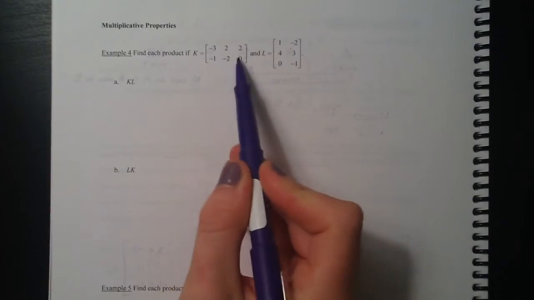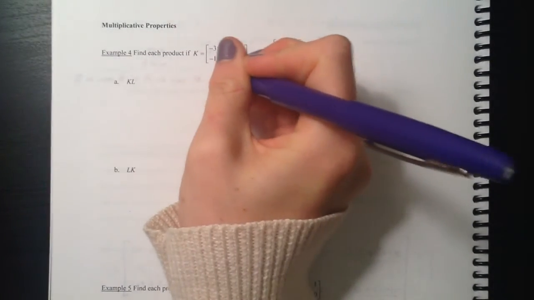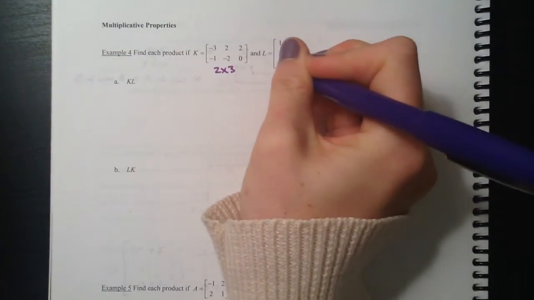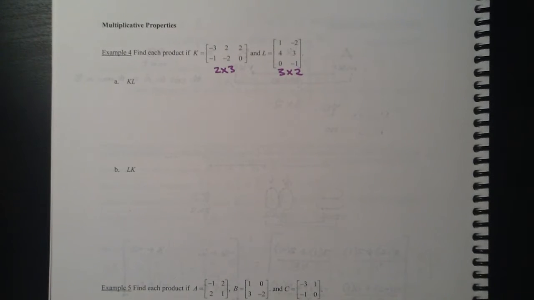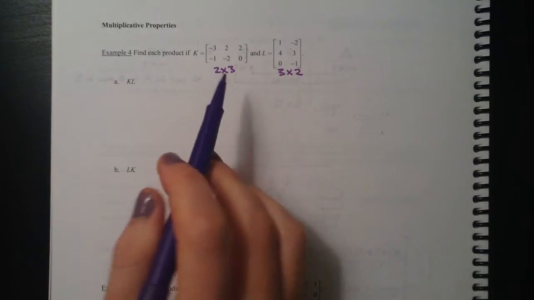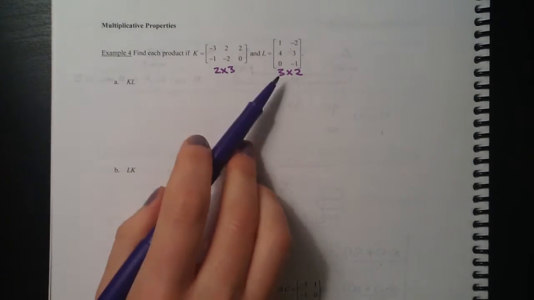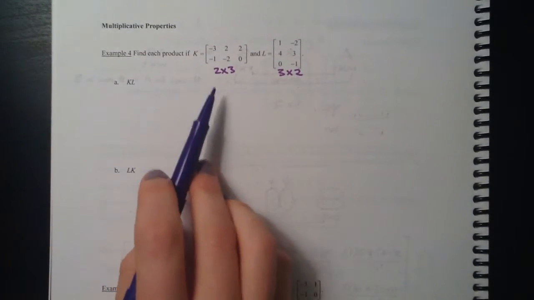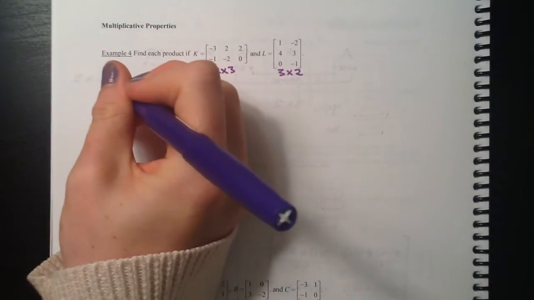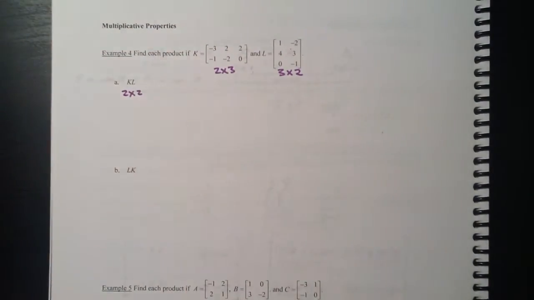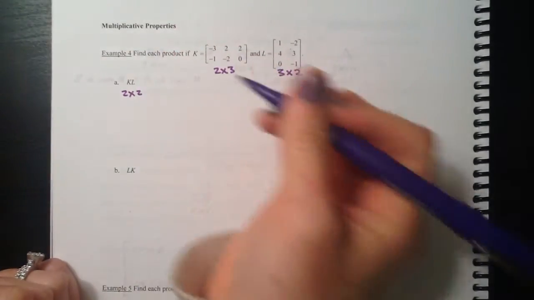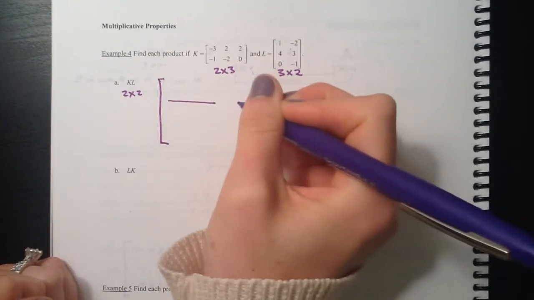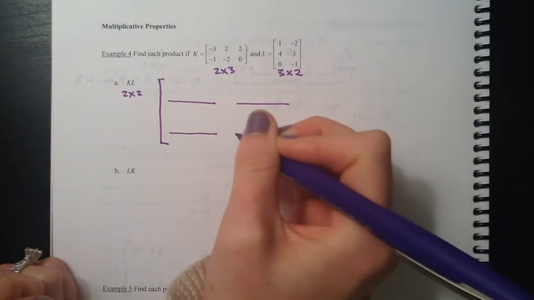So this one has 2 rows and 3 columns. And this one has 3 rows and 2 columns. Okay, so K times L. K times L would be a 2 by 3 times a 3 by 2. So the middle dimensions match up, which means that we're able to multiply them and we'll get a 2 by 2 as a result. Okay, so we're going to get everything all set up to multiply out together, and we know we're going to get a 2 by 2, so 2 rows, 2 columns.